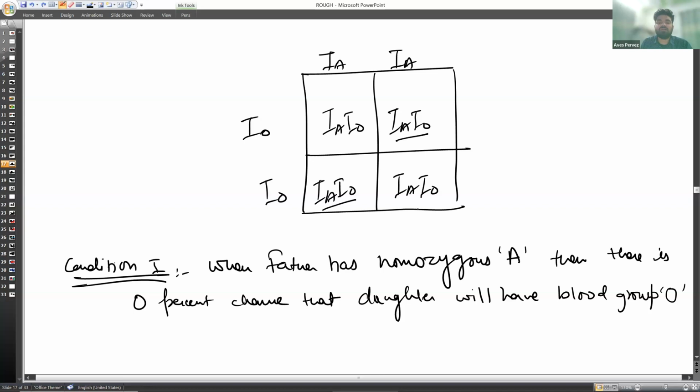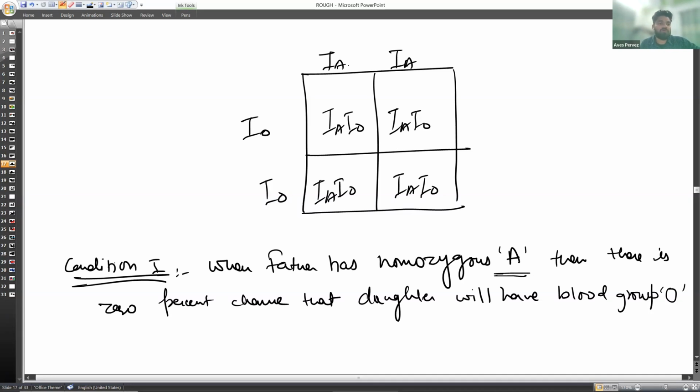So in condition 1, we will say that when the father is homozygous A, there is 0% chance that the daughter will have blood group O. The daughter will not have blood group O because if the father is homozygous A, there is no chance of getting this one. Are you getting it? Tell me.